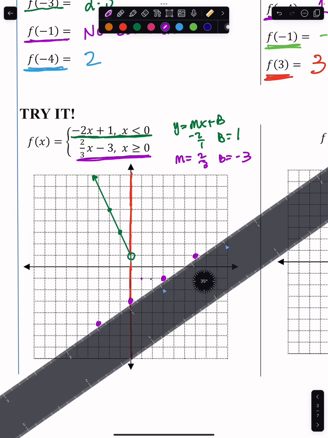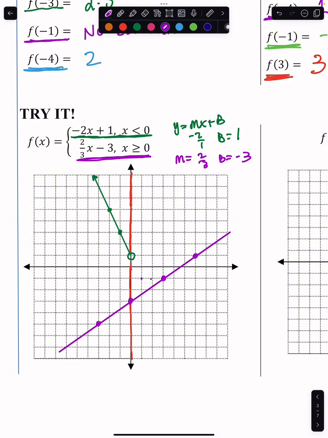But do we really need the whole thing though? Nah. We only want the side that's bigger than 0, or to the right. So I'm going to erase this part. Okay? And this should be a closed dot on 0, and this one has the closed dot. So when we're done with this, I don't even need this boundary line anymore. This is what our piecewise function will look like for this graph. Okay? All right. Let's look at the next one.